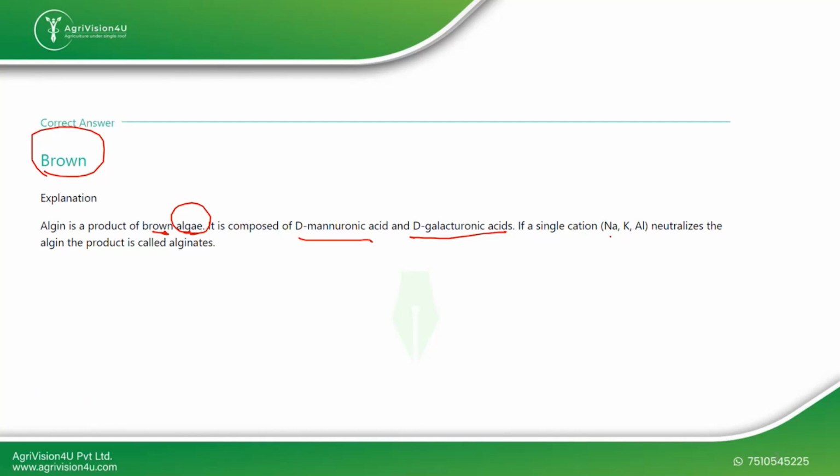Now, if you have a single cation like sodium, potassium, or aluminum, that will neutralize the algin, the product, and that is called alginate. So the correct answer is brown algae. Your algin is made up of brown algae.